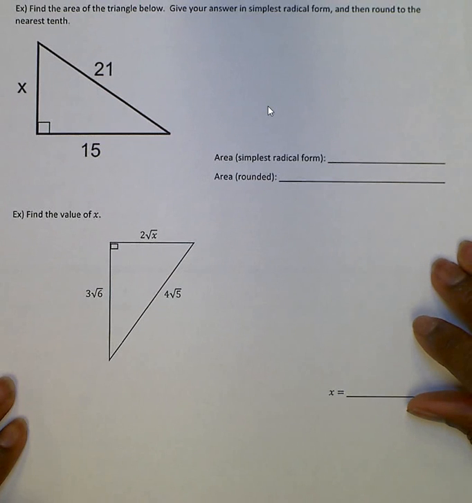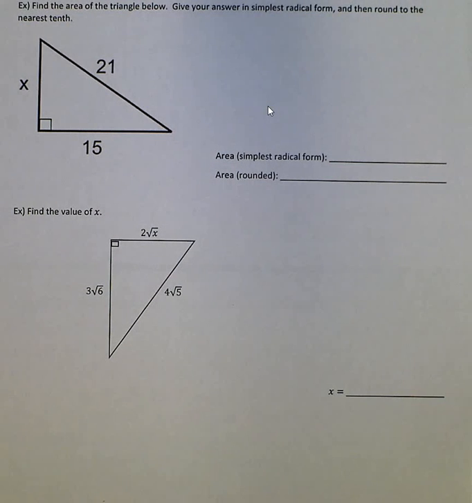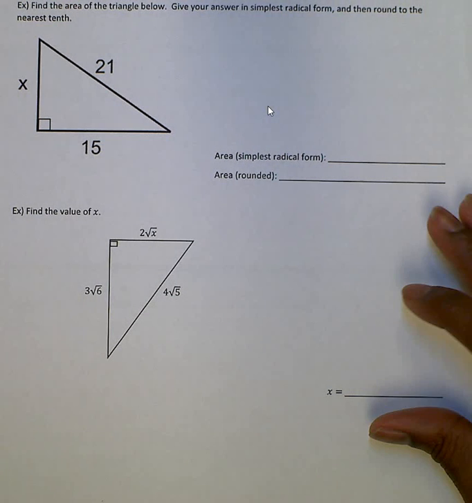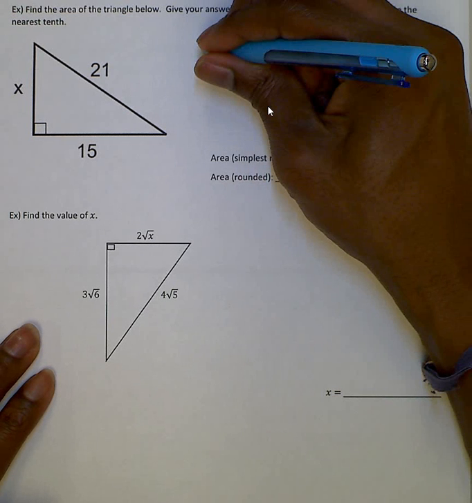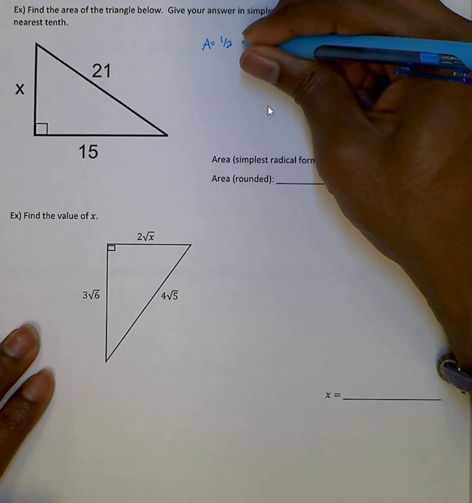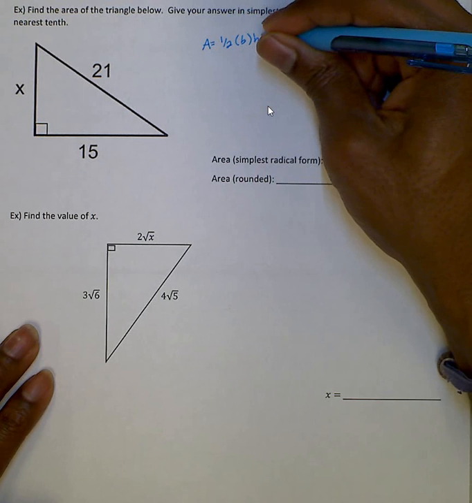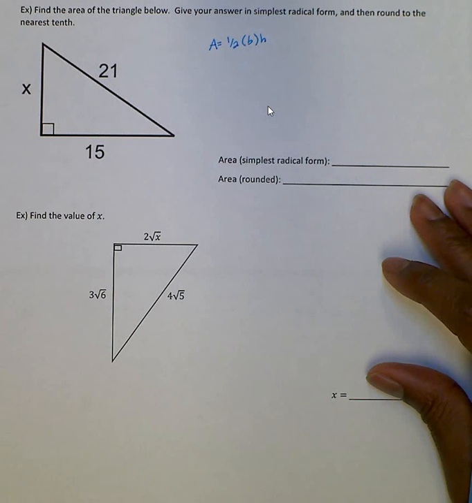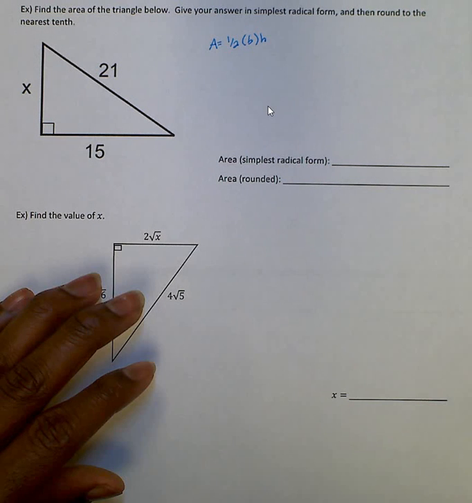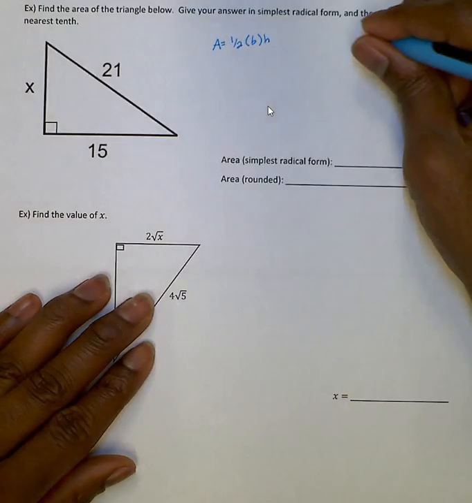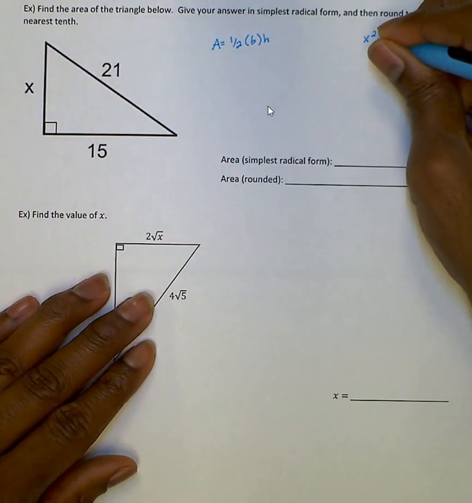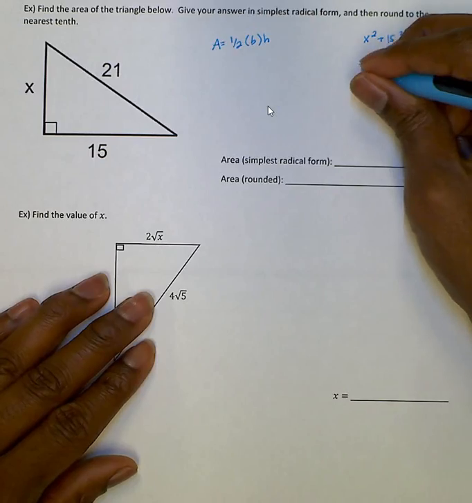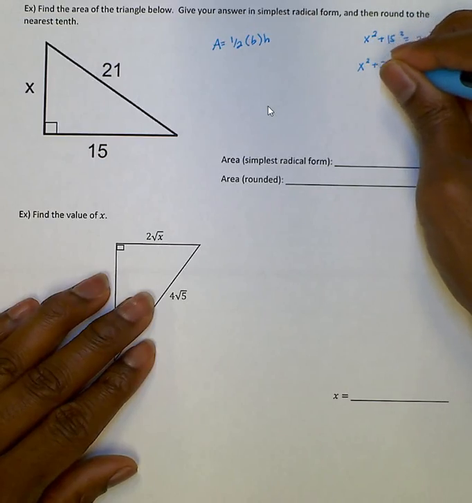It says find the area of the triangle below, give your answer in simplest radical form, then round to the nearest 10. Alright, so the area of a triangle, remember, is area is 1/2 base times height. So for this problem, they already gave us our base. Our base is 15. We need to find our height. We're going to find our height in this case by using Pythagorean's theorem. Okay, and that's again, a squared plus b squared equals c squared. Okay, x squared plus 15 squared equals 21 squared.